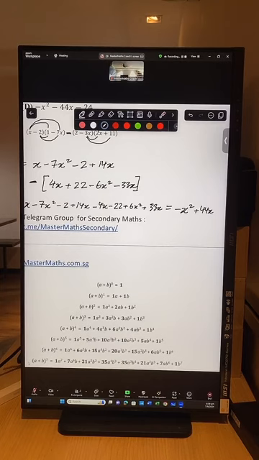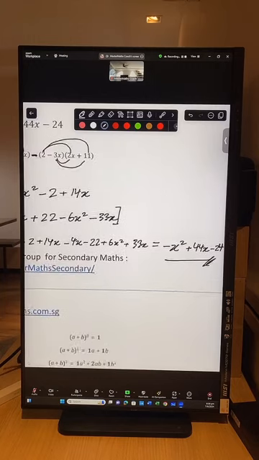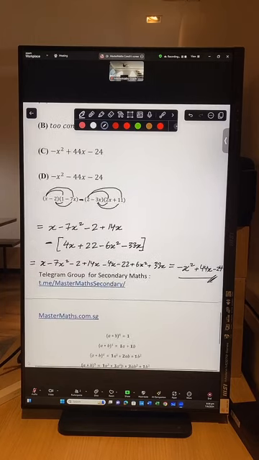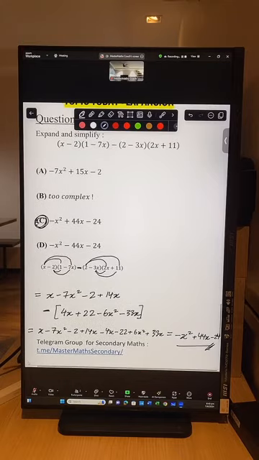Now what about the constant term or the term without the x? You have a minus 2. You have a minus 22. Okay, so that will give me negative or minus 24. Okay guys, so this is my final answer. Negative x squared plus 44x minus 24. So answer is C. So how many of you got C as answer? If you got C as answer, that means you're correct.